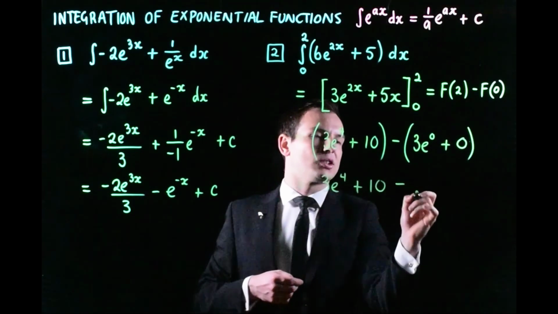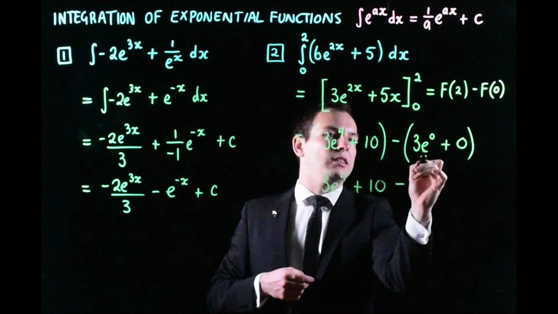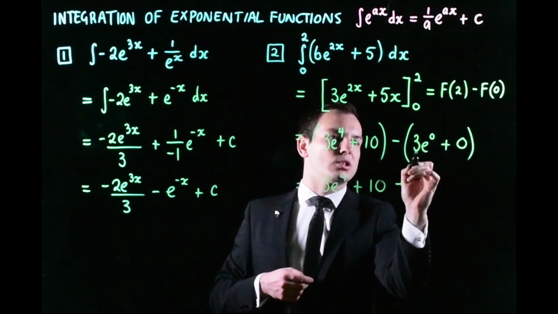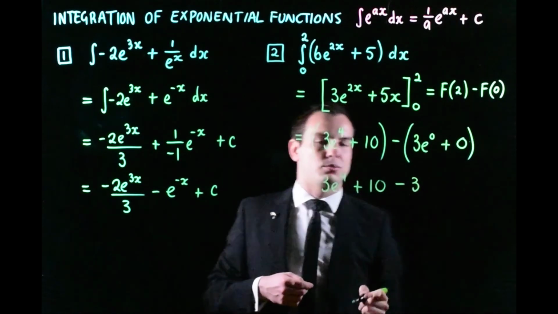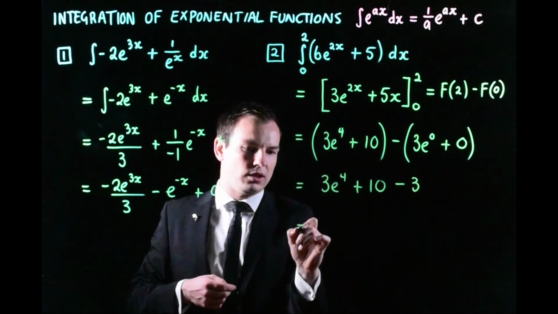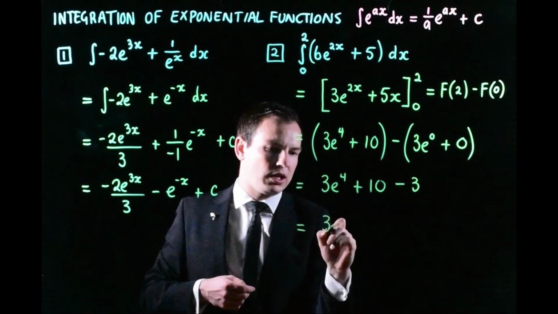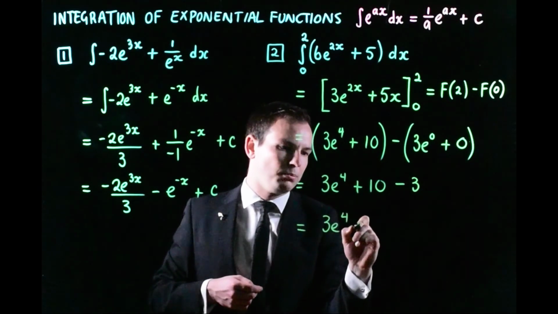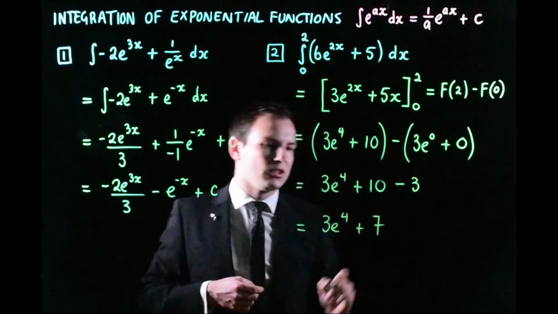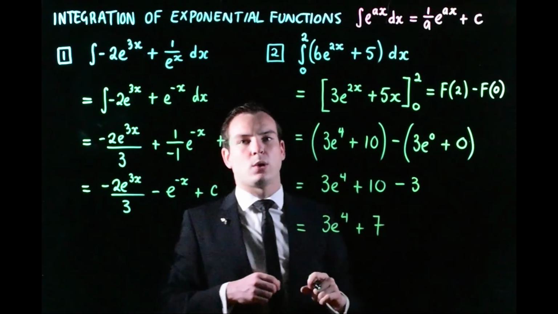And then we're going to minus away. And remembering that anything to the power of 0 is simply 1, this will just be 3 times 1. So we're going to subtract 3. So the value, when we evaluate this definite integral, is 3e to the power of 4 plus 7. So that's the answer to part 2 of this question.